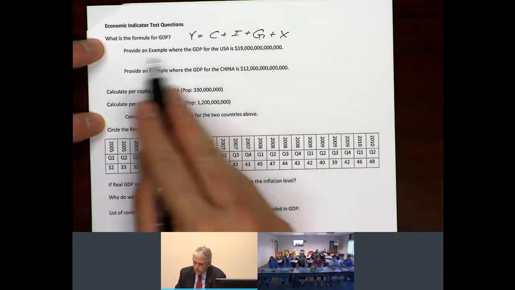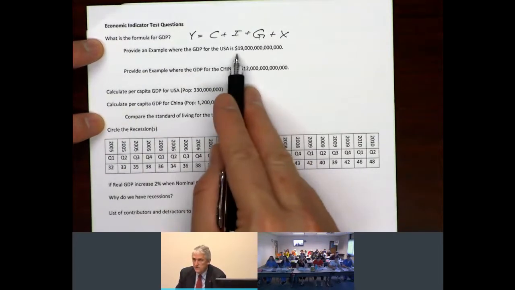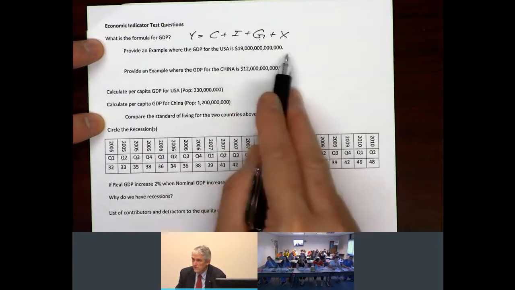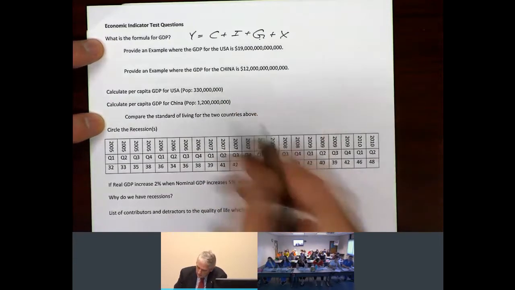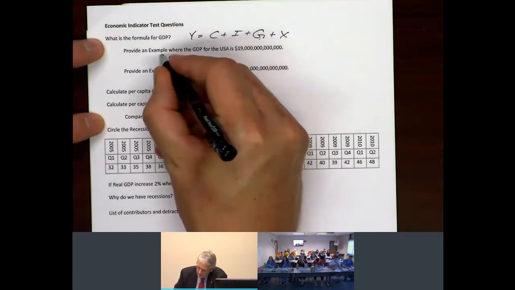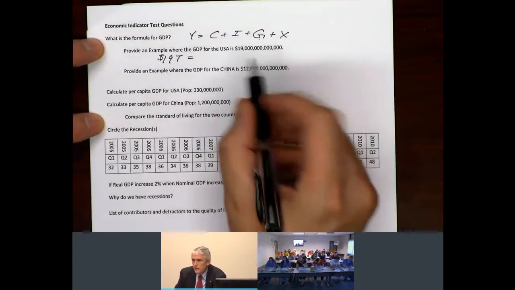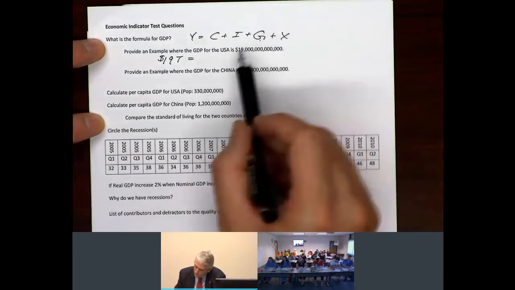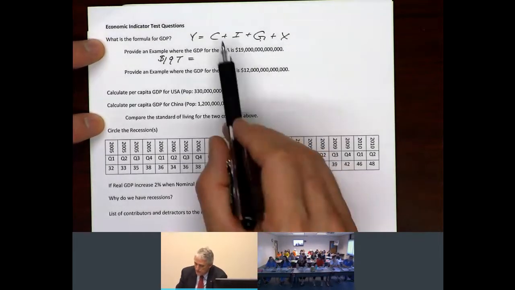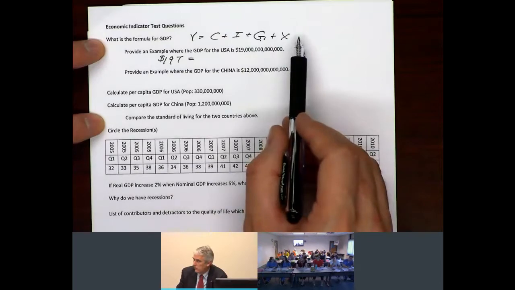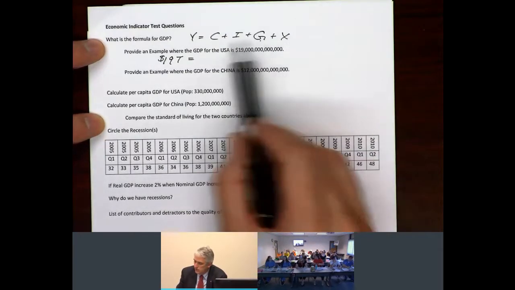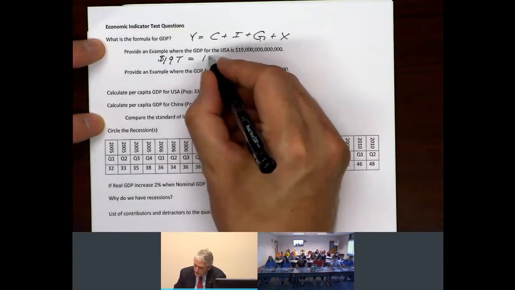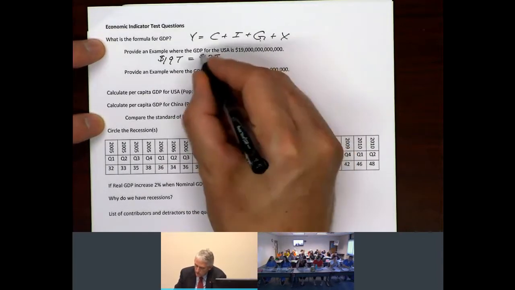So provide an example where the GDP for the USA is, and here it is, 19 with 12 zeros after it. What is that number? Trillion. Yep. So we'd say 19 trillion is equal to, and then roughly the consumption of the United States. We have four categories here. Is it all about 25% each, all four, or which one is going to be the largest of the four? Consumption. It's about 2/3 of it. Let's say put 12 trillion down for that.